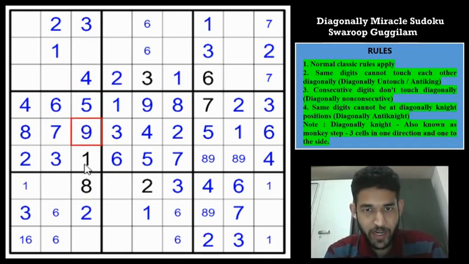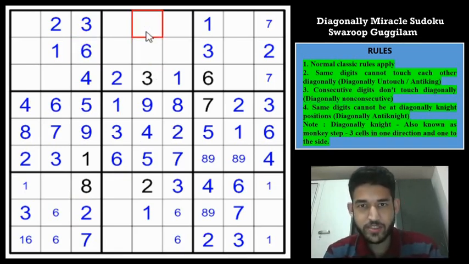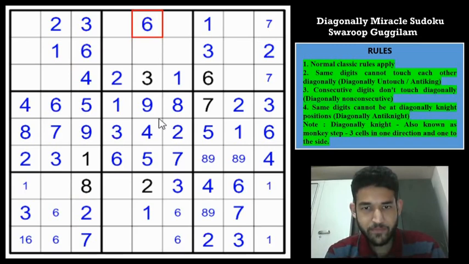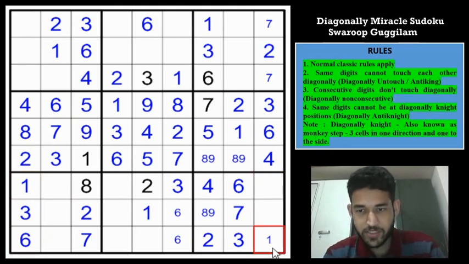So 3, 4, 5, 9, 1, 2 and 8, remaining are 6, 7. So we can place that, and this cell is a monkey step away. So we can place the 7 here and the 6 here. And now we can resolve the 6. 6 would be here. And this 6 removes the 6 from these 2 cells. And we've got the 6 now. The only possible option left for the 6 and then gives us the 1 here, and that eliminates the 1 here and gives us the 1 here.